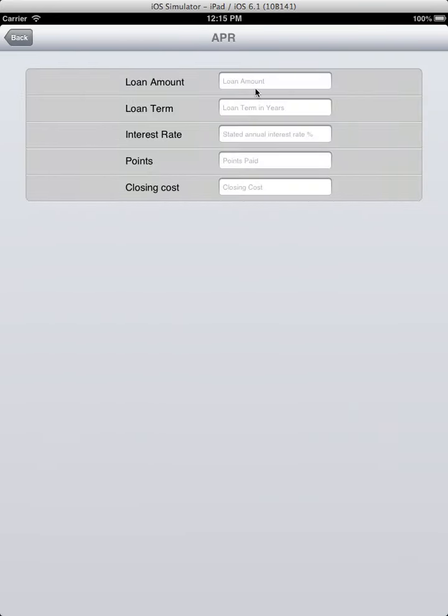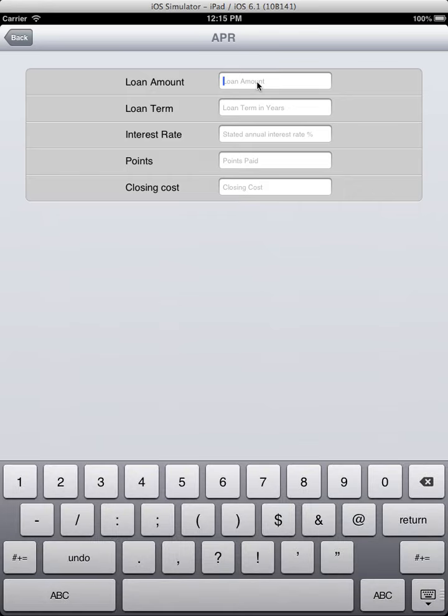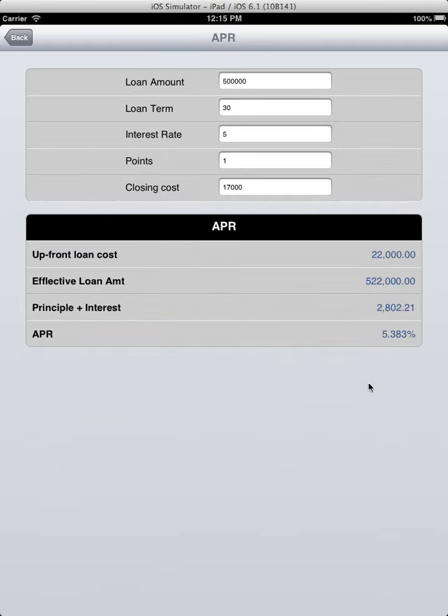Now APR. Say loan amount is 500,000, loan term is 30 years, interest rate is 5%, points is 1, closing cost is 17,000. So what is the APR? So this is the 5.383.